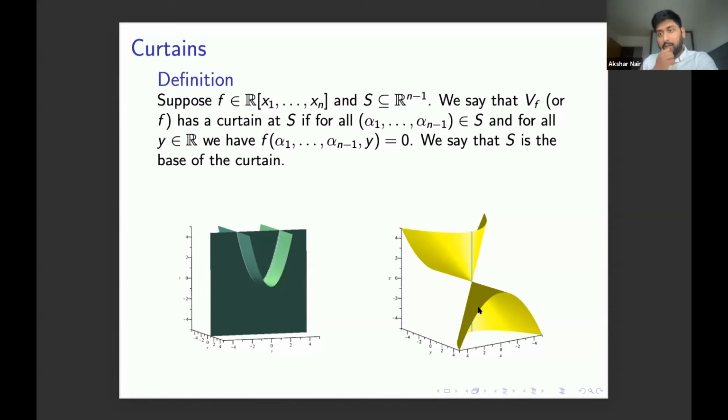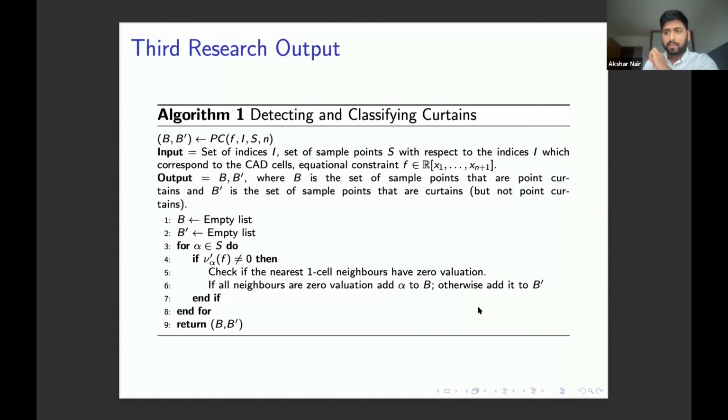Now, the reason why it was important to distinguish these types of curtains was because Lazard's algorithm, and even to a point McCallum's algorithm, and our version of single equational constraints for Lazard's algorithm, were fine if the equational constraints had point curtains, but it wasn't fine if they had non-point curtains. So in order to deal with this, we wrote a very simple, straightforward algorithm to classify curtains.